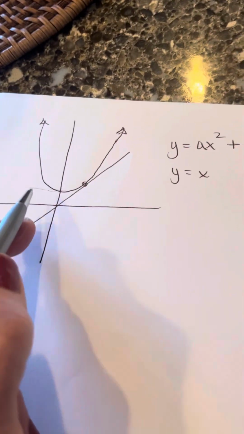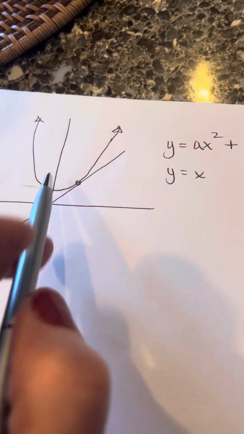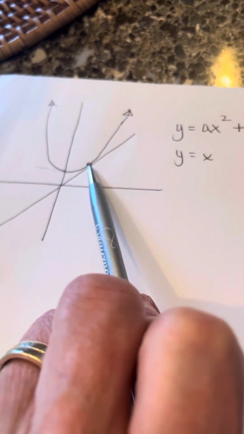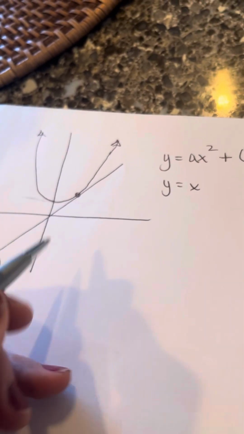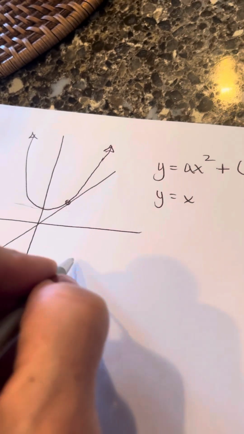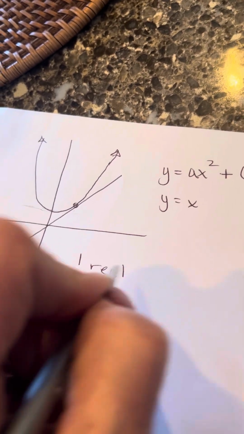Sorry if my video is moving around. But anyway, there is a special condition for this. If you have a parabola and you have a tangent to the parabola at one point, then it means that you only have one real root.